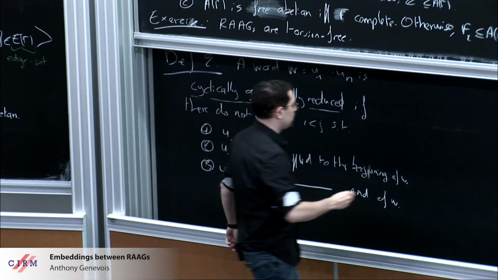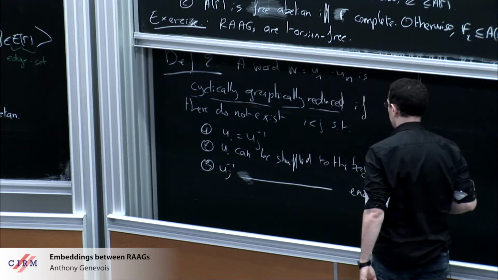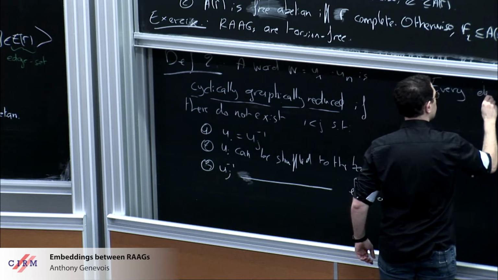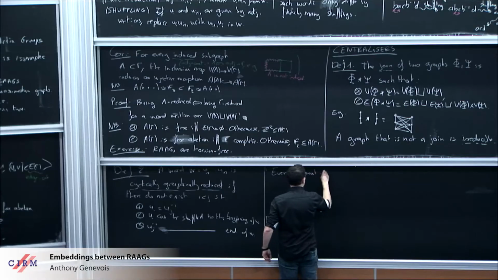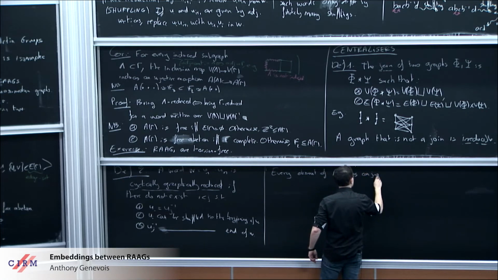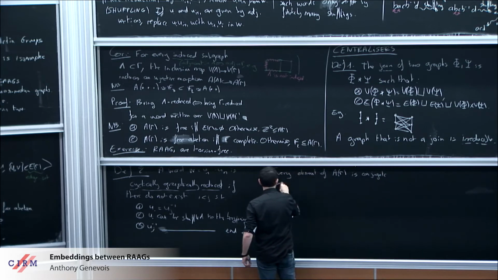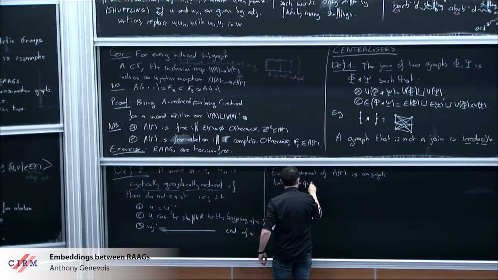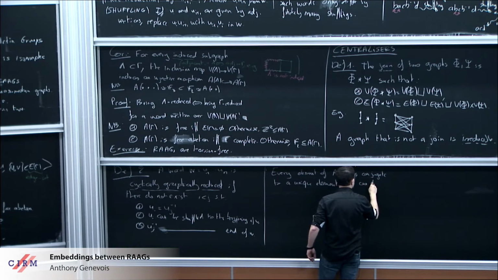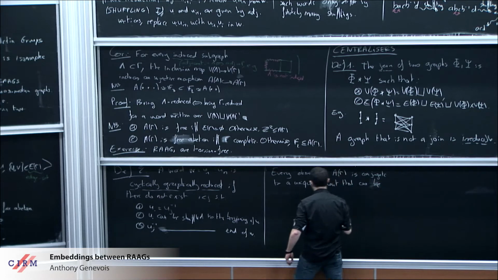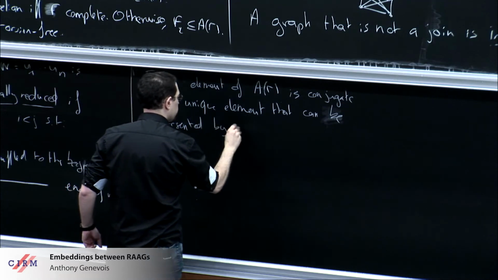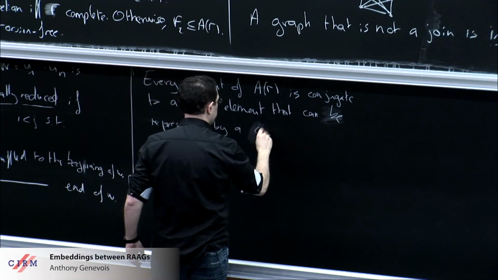And actually, it's my next observation. Every element of A gamma is conjugate to a unique element that can be represented by a cyclically reduced word.